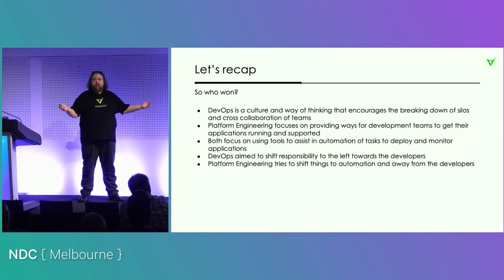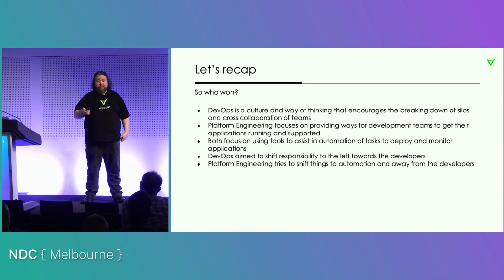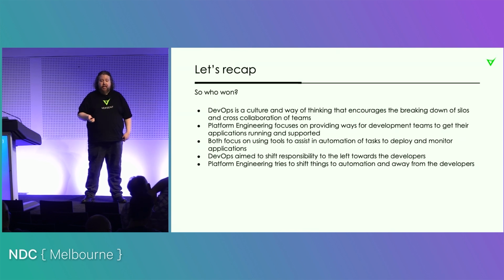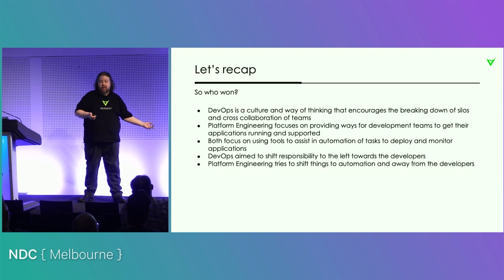So let's do a bit of a recap. Really, what I'm saying is DevOps is a culture and a way of thinking that encourages the breaking down of silos and the cross-collaboration of teams. Platform engineering focuses on providing ways for development teams to get their applications running and be supported. Both focus on using tools to assist in automation of tasks to deploy and monitor applications. DevOps aims to shift the responsibility left to the developers. Platform engineering tries to shift things to automation and away from the developers.